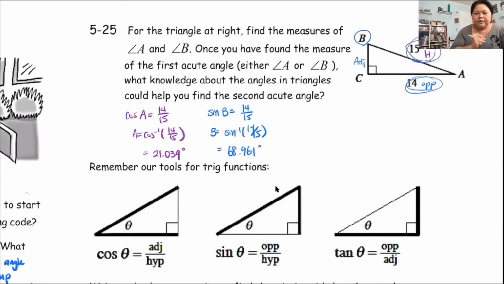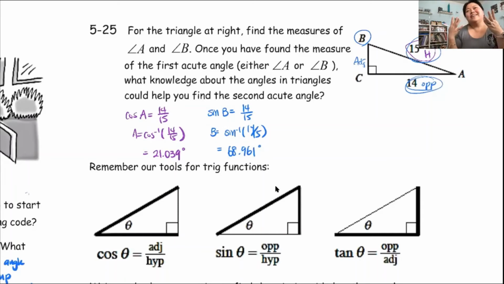68.961 degrees. Okay. Now, this is where I want you to use the knowledge of the fact that triangles all add 180 degrees. If you take these two angles, 21.039, and add up to the other angle, 68.961. And then don't forget, you have a 90-degree angle in this triangle. You should get exactly 180 degrees. That's how you should use that 180 to check, right?